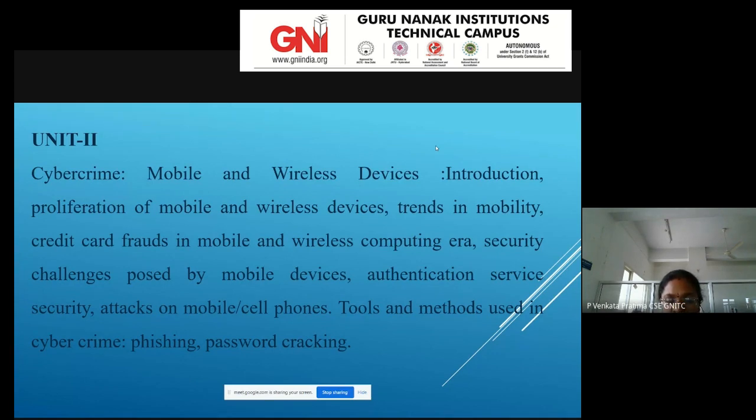What measures we can take, what methods we can use, so that we can find out what cyber attack is on our phone and how to protect our phone. All this we can learn in the second unit. Completely about the mobile phones, attacks on mobile phones and wireless devices will be seen here in the second unit.